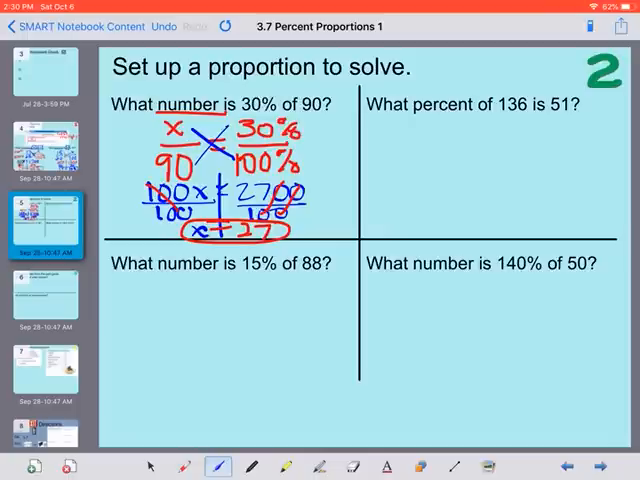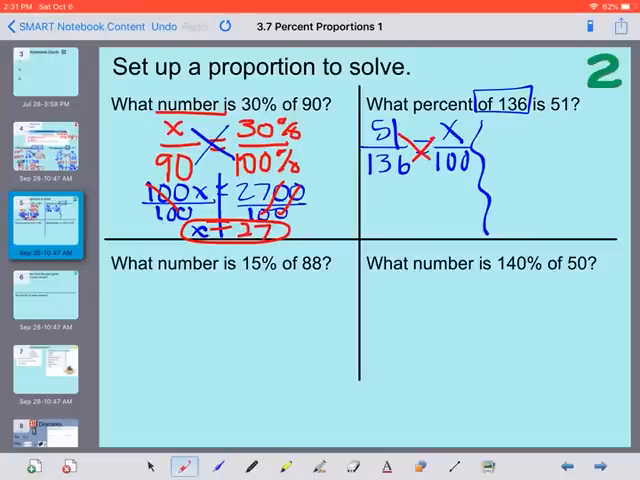Alright, now again, I'm going to do a little squiggle here, so I set up my proportion on one side and I have more room to solve here. What percent, so I know I'm looking for what percent out of 100% is, or of 136, so of tells you that's the total number. Of this total number, 136, is 51.